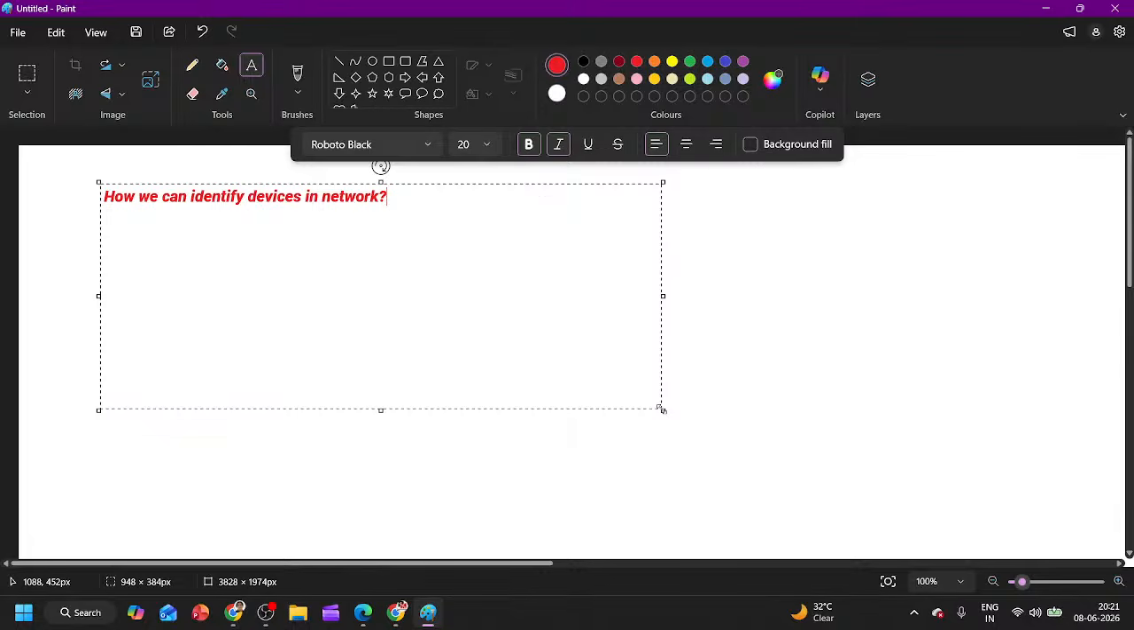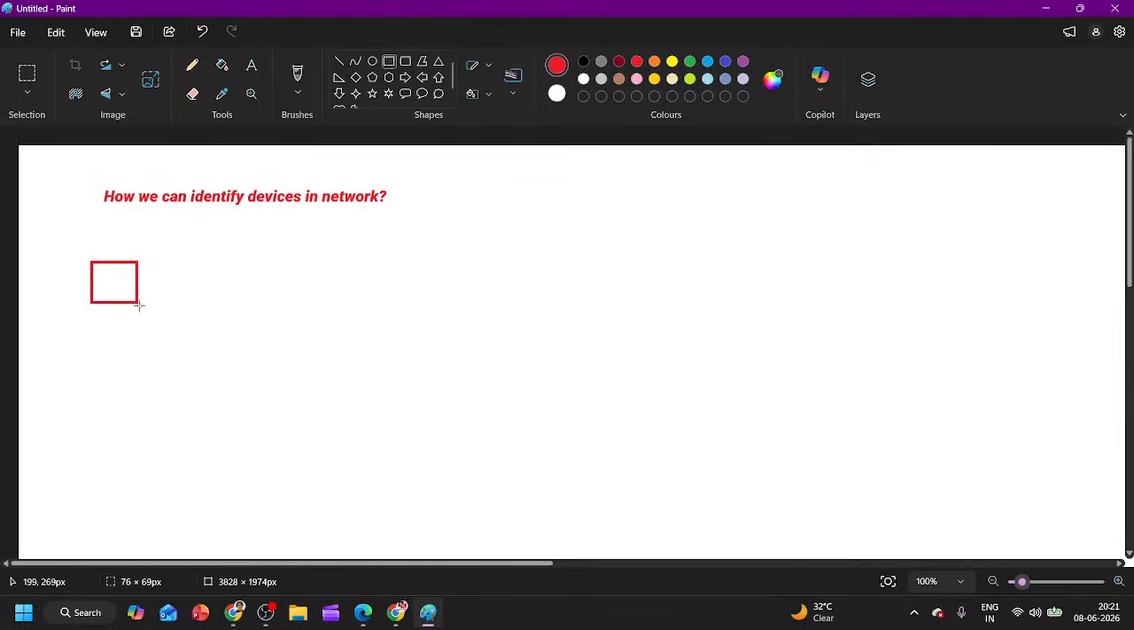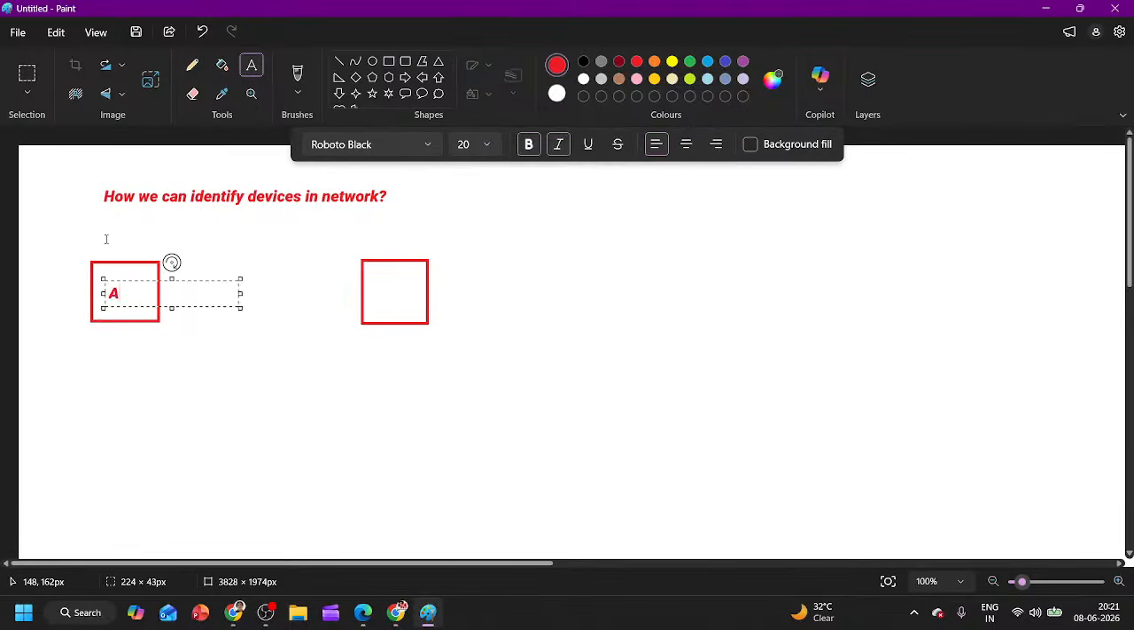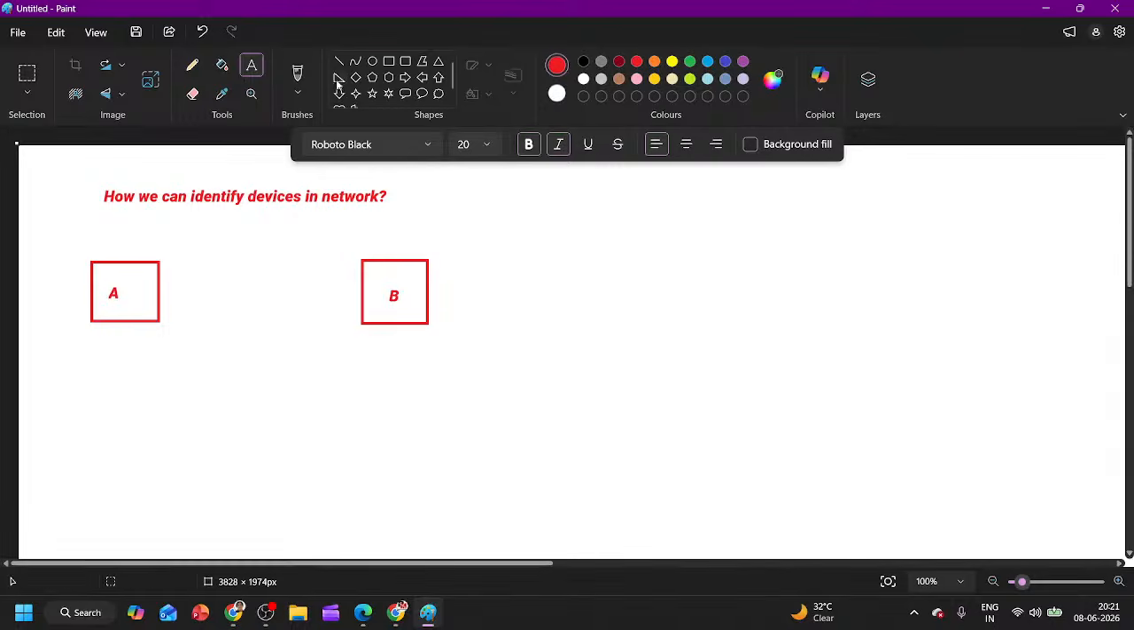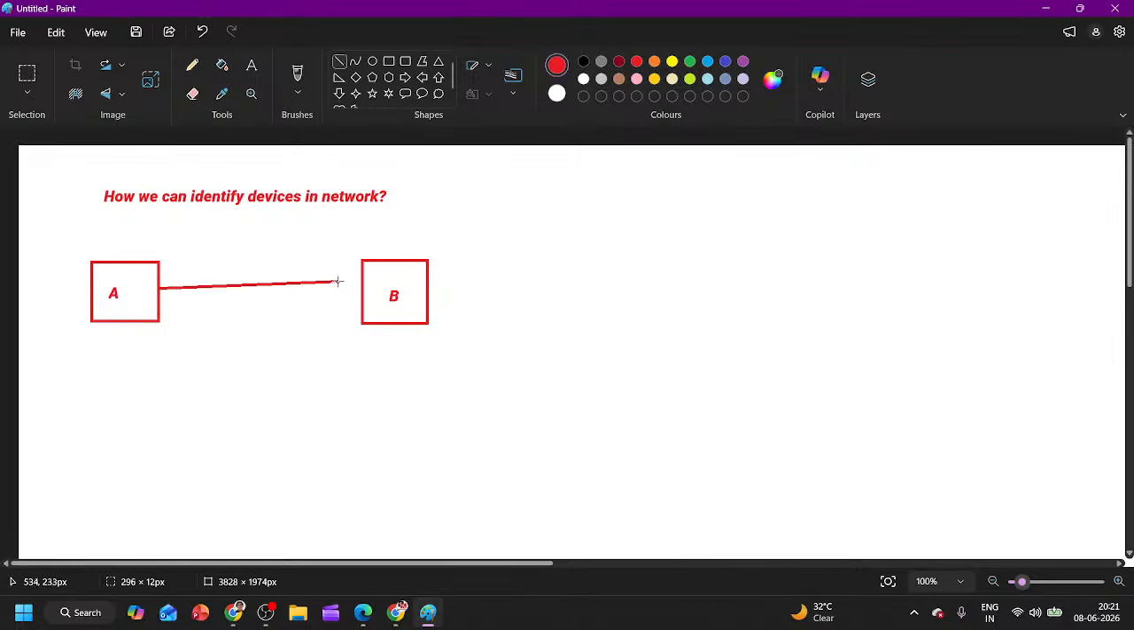With the help of IP address or host name. Host name, okay. Let's suppose I have two PCs. Host name means like the PC name, the name of the device. Host names are A and B. Can I send traffic from PC A to PC B? Yes or no? Tell me anything.